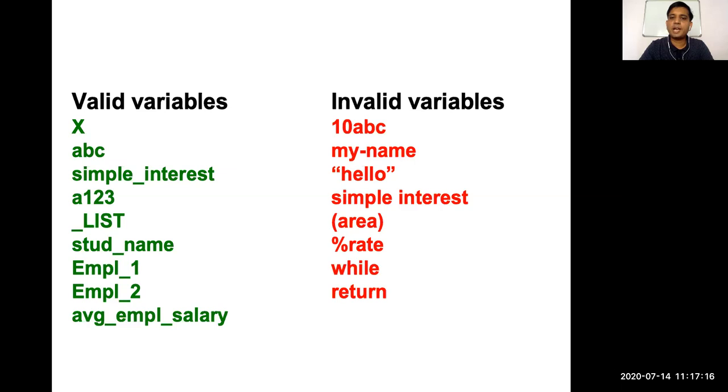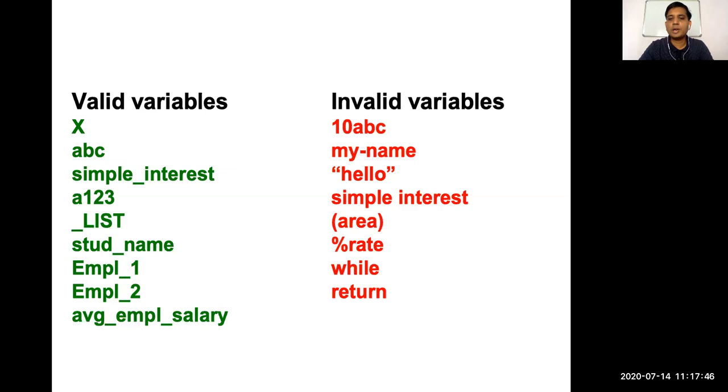Second is my-name. The dash is also not allowed, only underscore is allowed. The third is "hello" in double inverted commas. It is invalid because a double quote is given here. In simple interest, there is a space, so that is not valid. Area is enclosed in a bracket, so it is not a valid variable name. Percentage rate: percentage is a symbol other than underscore, so it is not valid.